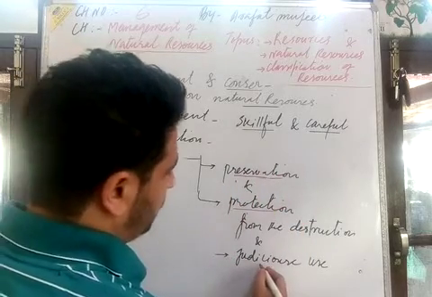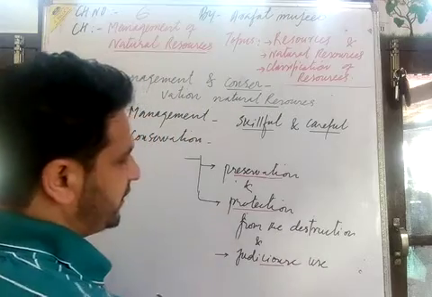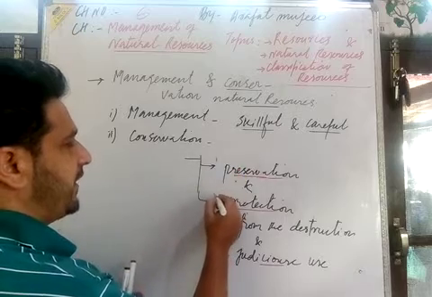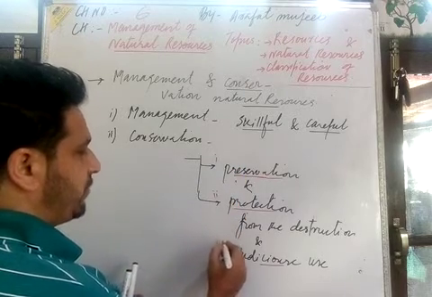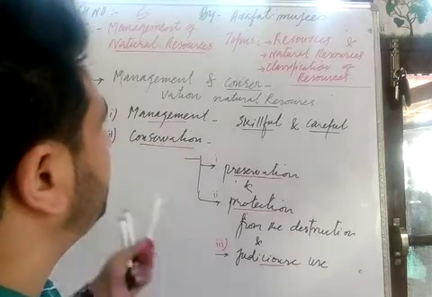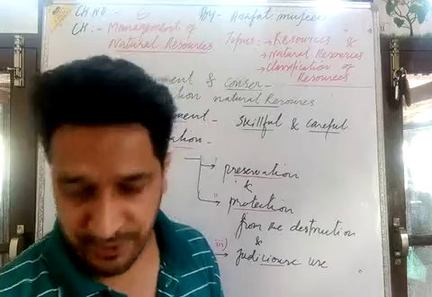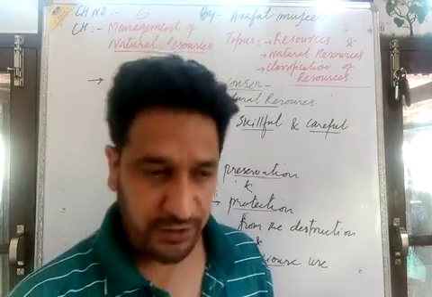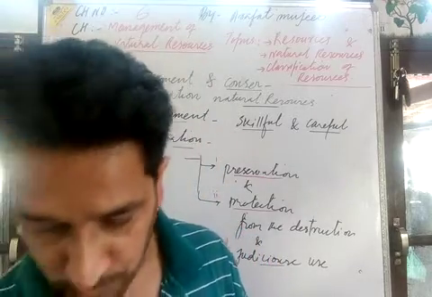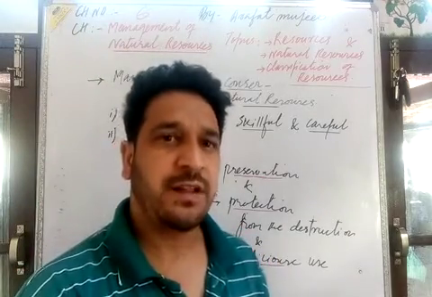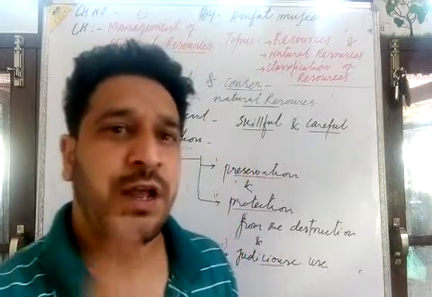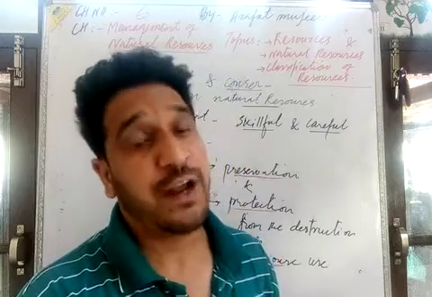Then there is also, simultaneously, the judicious use. When you accept these three factors, that is the concept of conservation. By means of management and conservation, we can preserve natural resources in their original state with time. When you have a resource and, with time, you have its availability, then we can say there is proper management and proper conservation of that resource.